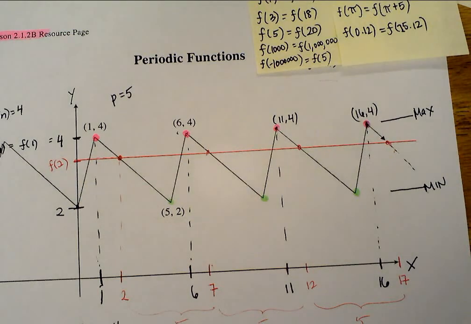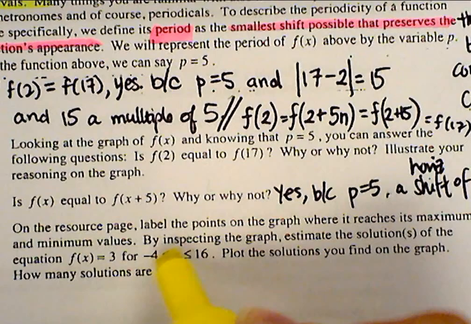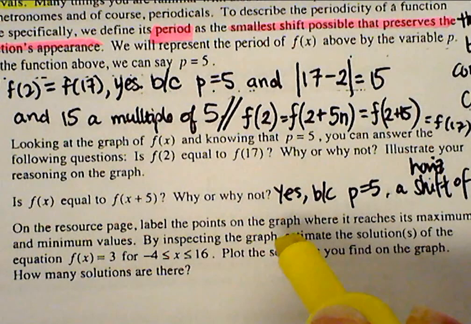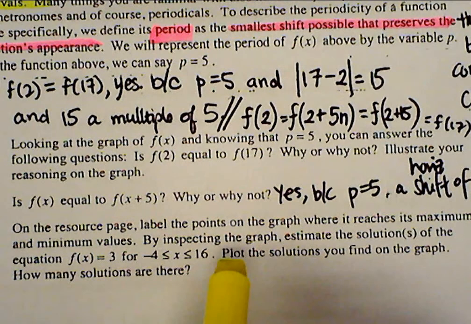Now this is one where you guys will probably spend like 10 minutes being lost in your groups about what the question means. So let's figure out how to do this. Here it says, by inspecting the graph, we know what that means, right? Estimate the solutions of the equation f of x equals 3 for negative 4 is less than or equal to x is less than or equal to 16. What does this mean?